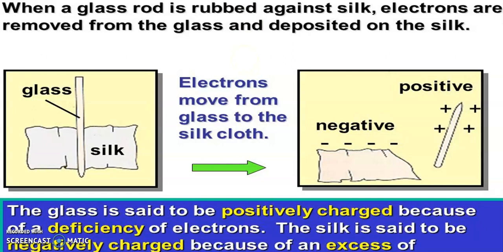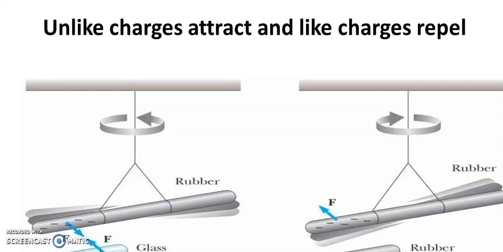Now we will see that unlike charges attract and like charges repel. Consider a charged rubber rod hanging from a thread. Suppose another charged rubber rod is brought near the first rubber rod. The rods repel each other. Now if we bring a charged glass rod close to the charged rubber rod, they attract each other. At the same time, if a charged glass rod is brought near another charged glass rod, both the rods repel each other.